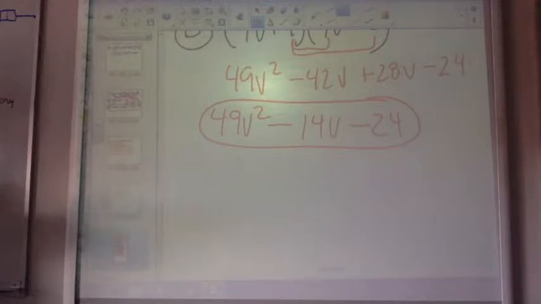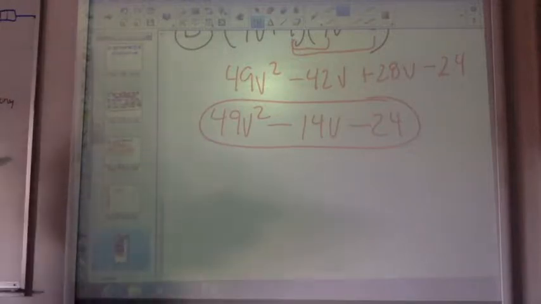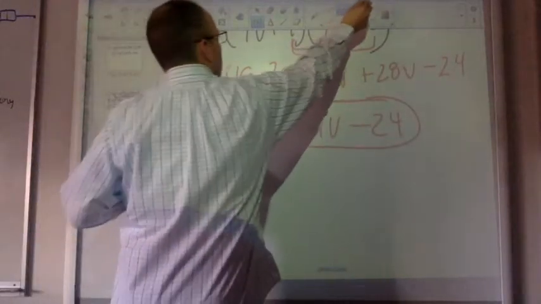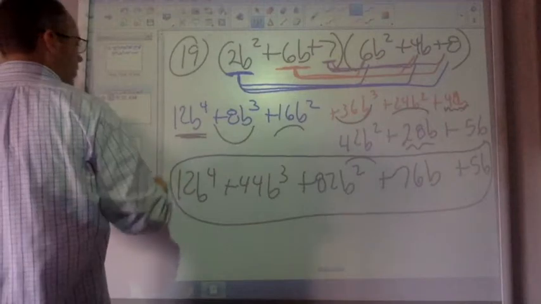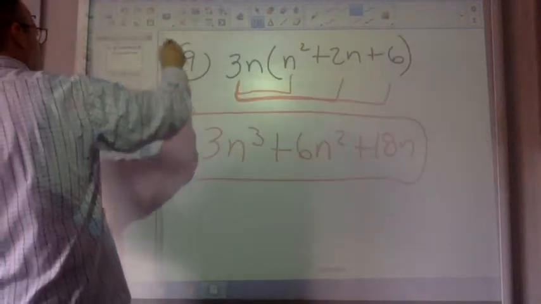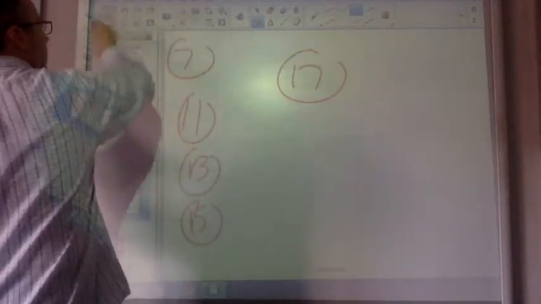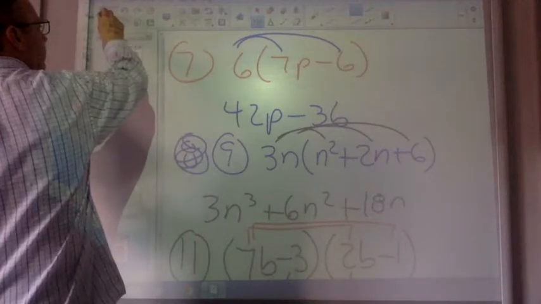Then 17 will be the last one that I asked you to do, right? 19 we did it in class, right? That was the triple distribution. All right, next page. 17.